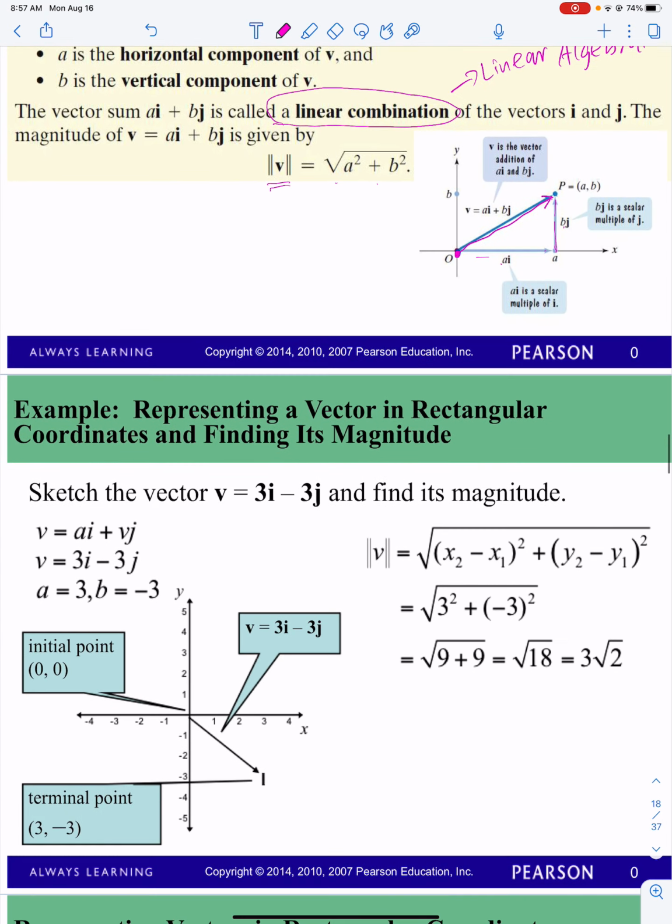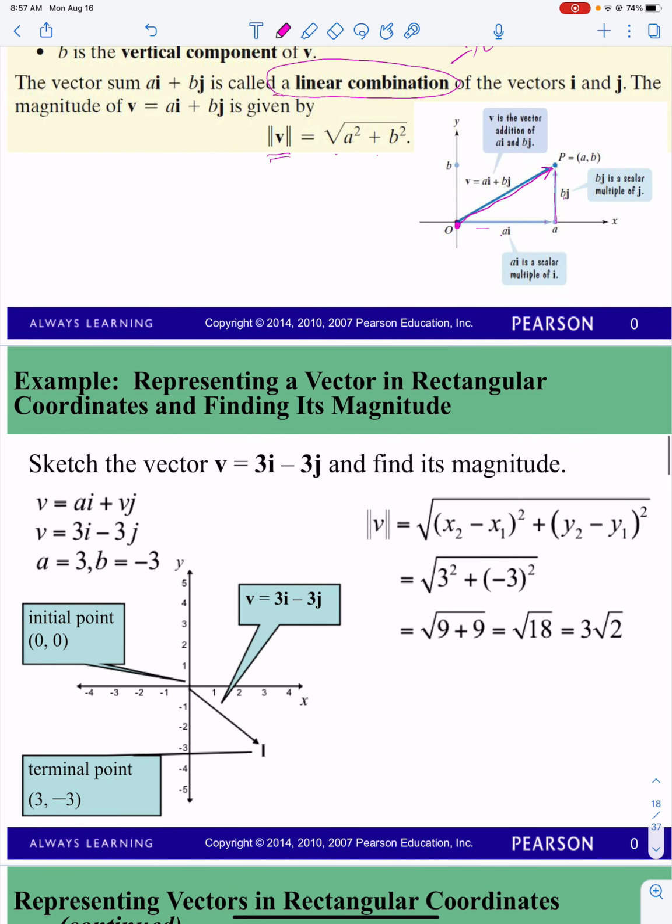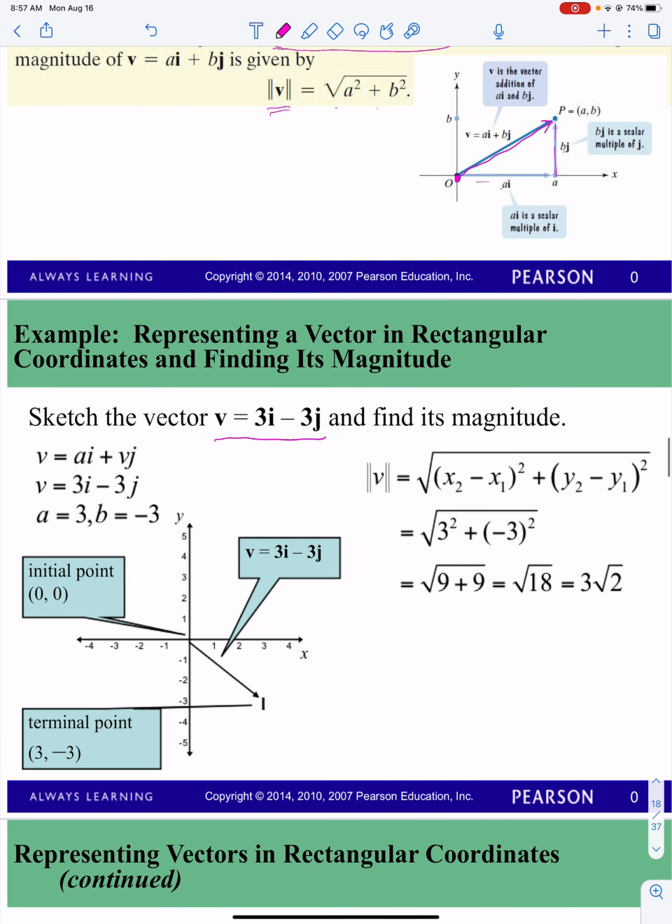Okay, so sketch the vector 3i minus 3j, and find its magnitude. So what is a here? 3. And b is negative 3. So what will we do? We find the point (3, negative 3). First you find the point: 1, 2, 3, and then negative 3. So this is the point.